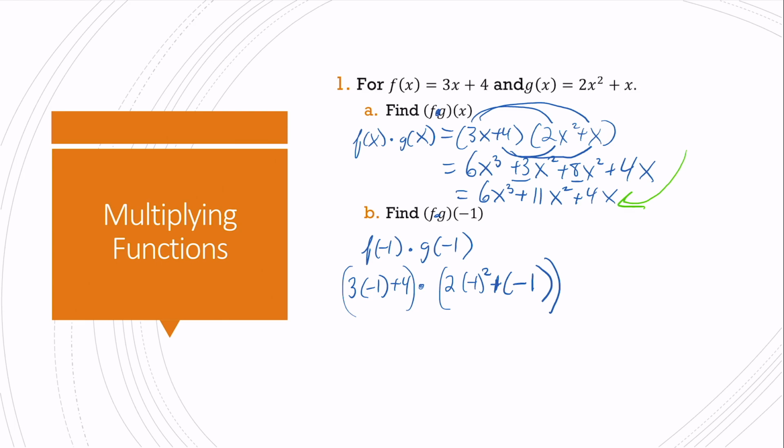So 3 times negative 1, that becomes a negative 3 plus 4, which is 1. 2 times negative 1 squared, negative 1 squared is a positive 1, that becomes 2, plus a negative 1, that's minus 1. So I get 1 times 1, which is just 1.